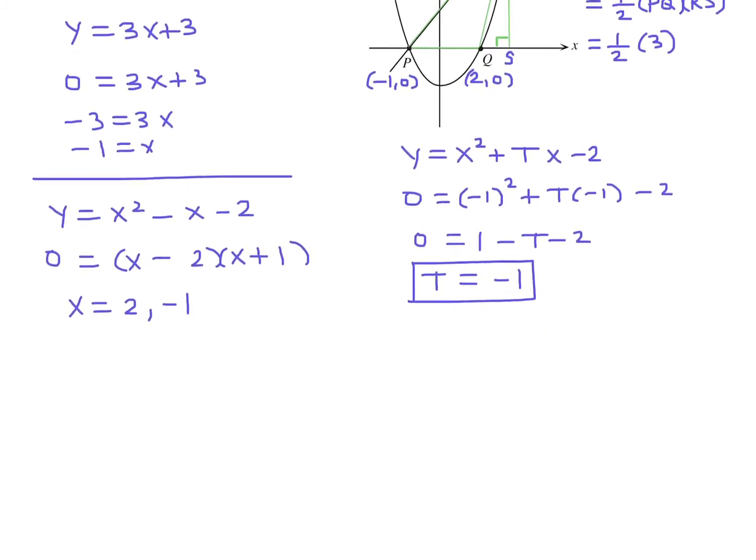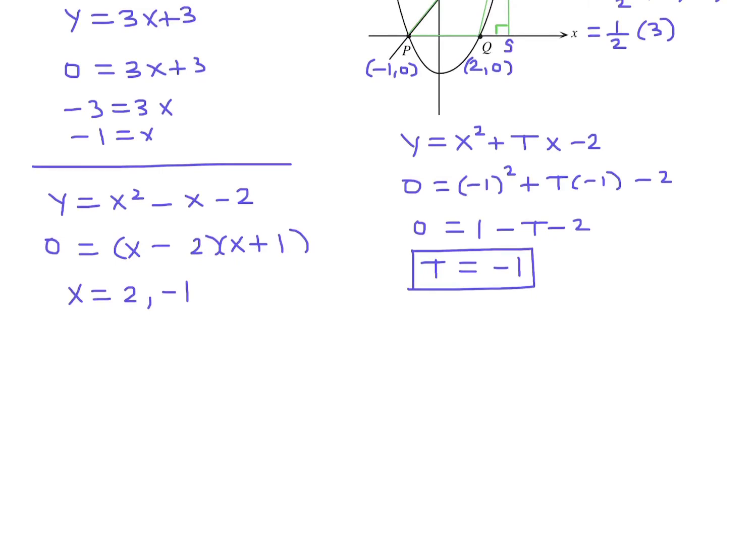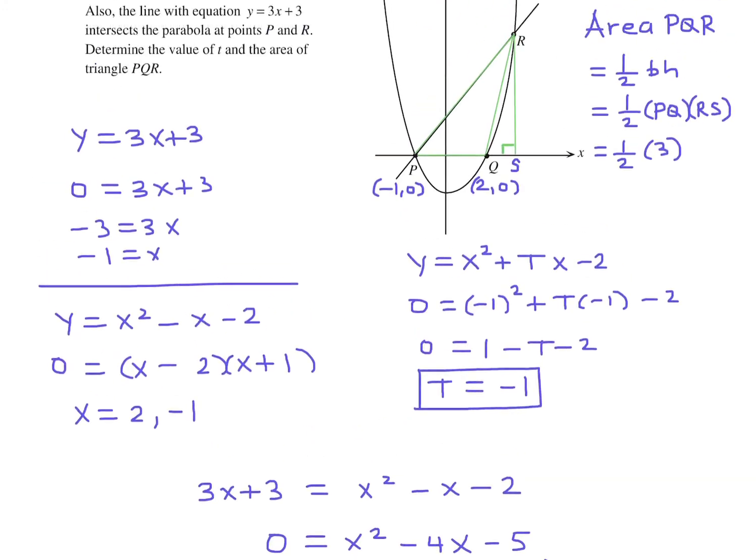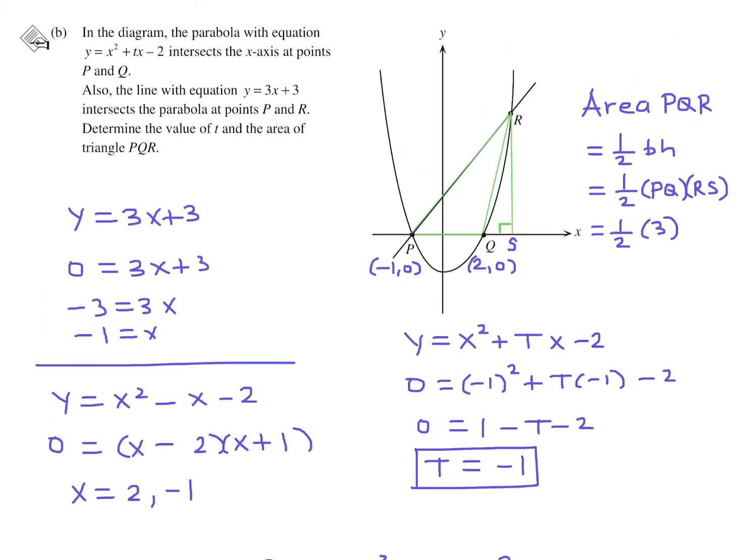Okay, no problem. We just have to set the parabola and the line equal to each other. The line is 3x plus 3. The parabola is x squared minus x minus 2. And we solve for this. So put everything on one side. We get x squared minus x minus 3x, minus 4x, minus 2 minus 3, minus 5. And then I think this factors. X, 5, 1, minus plus. So therefore x is equal to 5 or negative 1. Well, the negative 1 was right here, so that means this is 5.